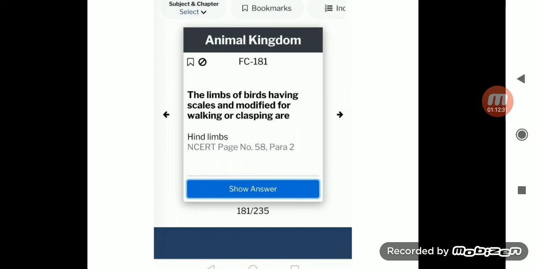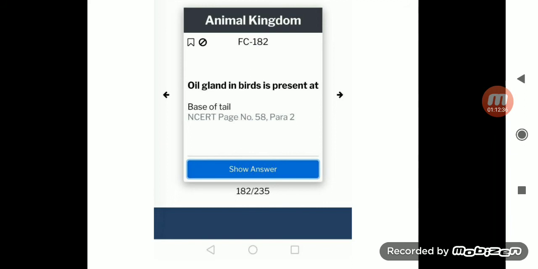Oil gland in birds is present at the base of the tail.